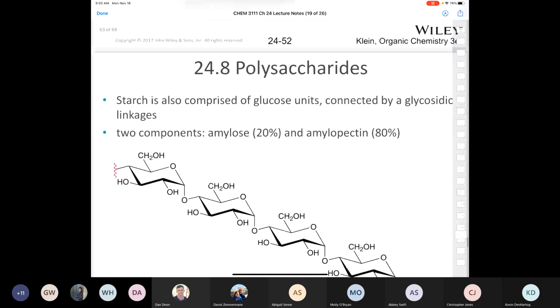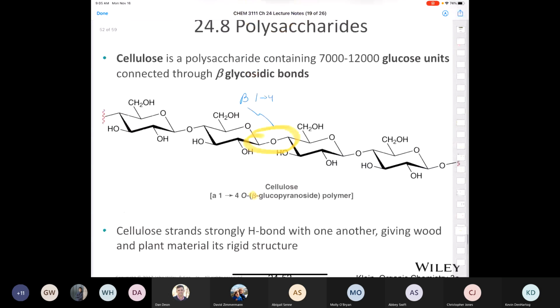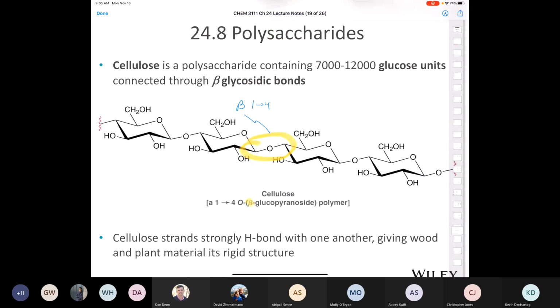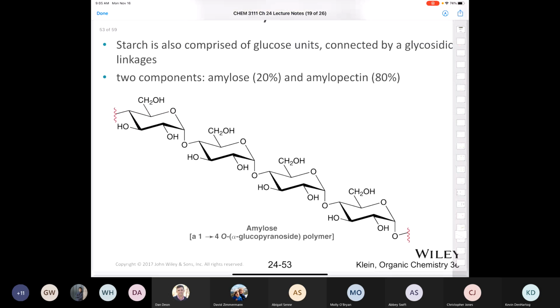All right, let's move on from there. Starch looks similar to cellulose because it's a polysaccharide that's made up of glucose units. Again, if we go back here, cellulose was made up of glucose units. What's the difference between starch and cellulose? It's the linkage, isn't it? The linkage in starch is alpha 1,4 linkages. There are two components to starch: amylose and amylopectin.